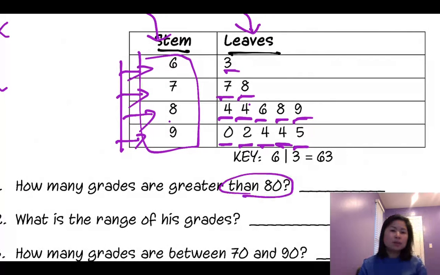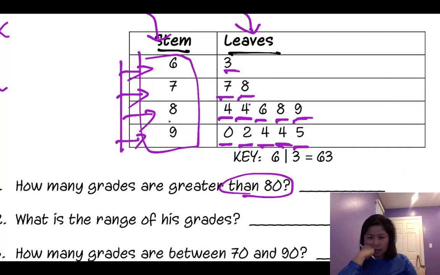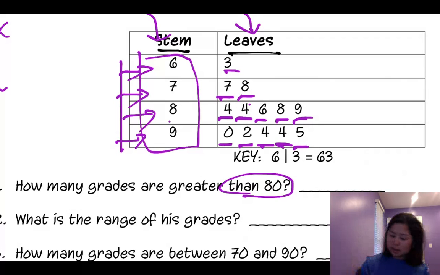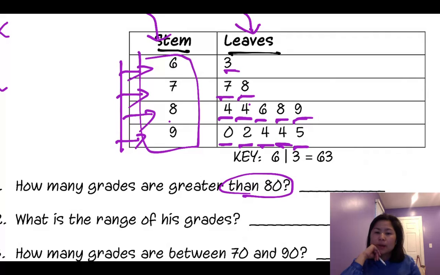If you have to look at this plot, you have to count how many are greater than 80. So the key, look at the key. The first column stands for the tens, and the second column is the ones. So Justin thinks it's 10. Okay, anyone else have a different number? How many grades are greater than 80?